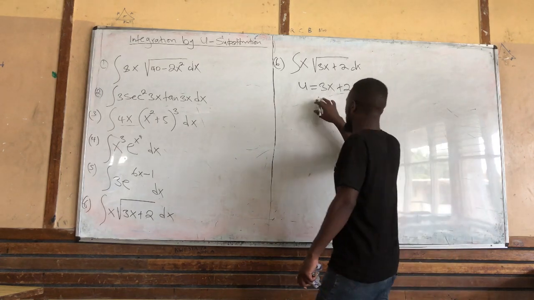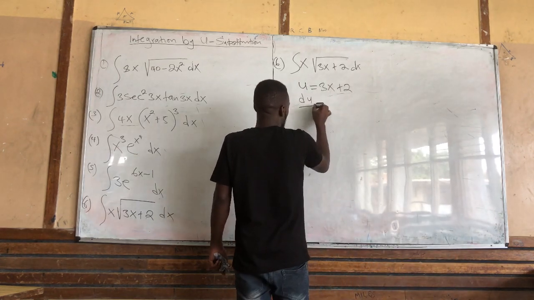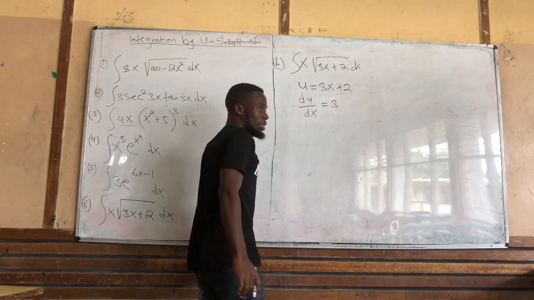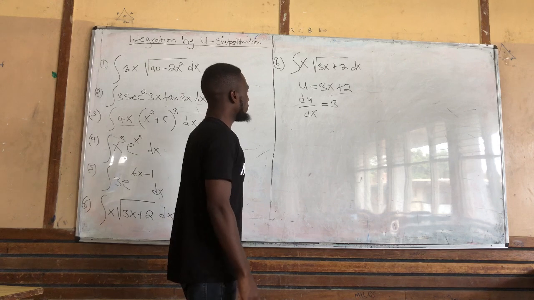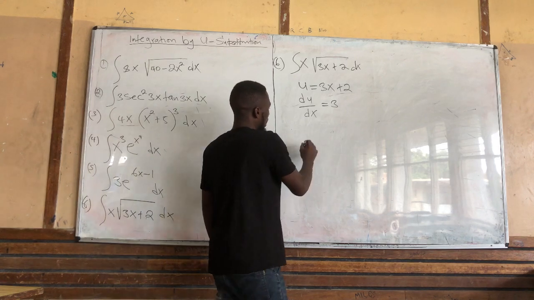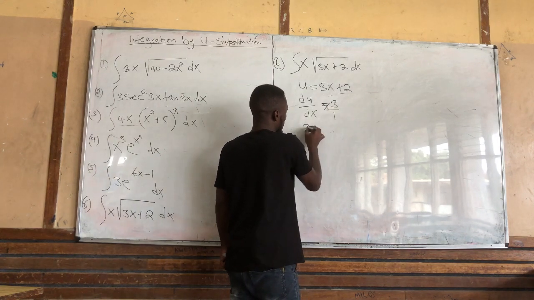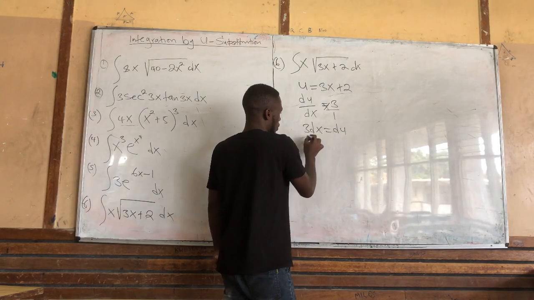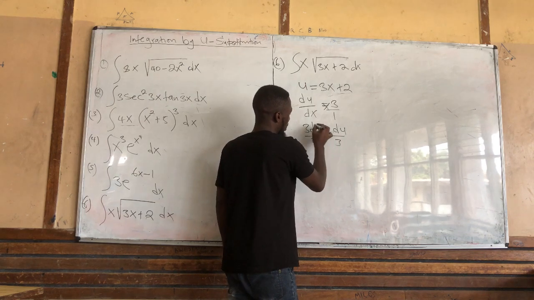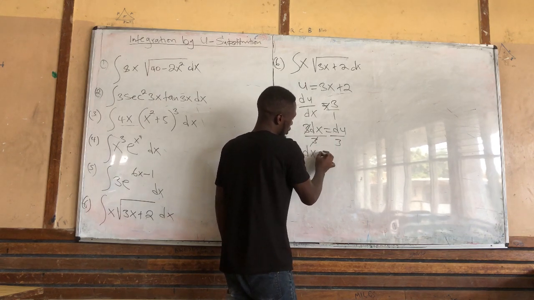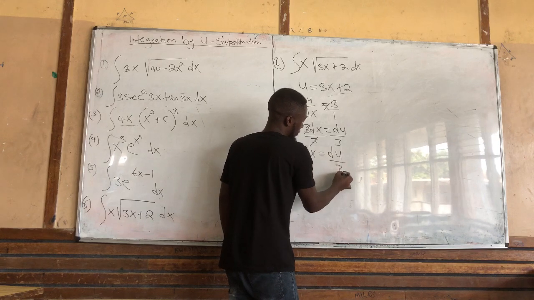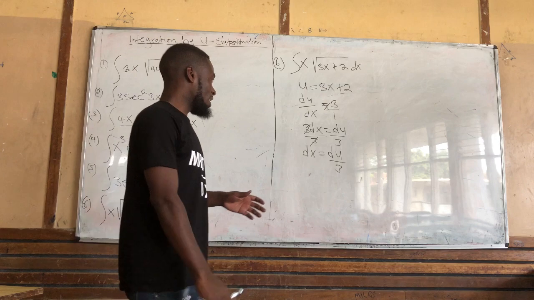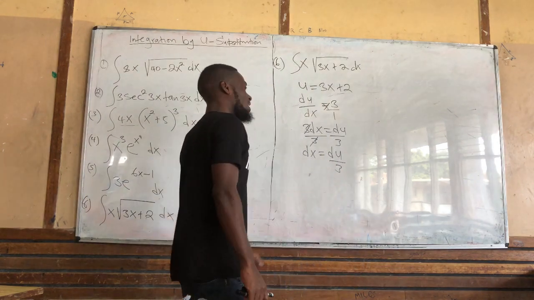Then we can find du dx here, which is equal to 3, when you differentiate this entire equation. So what is dx here? 3 dx equals du, over 3. Over 3, this and this will cancel. dx is equal to du over 3. But now this question is different from all these other questions here.